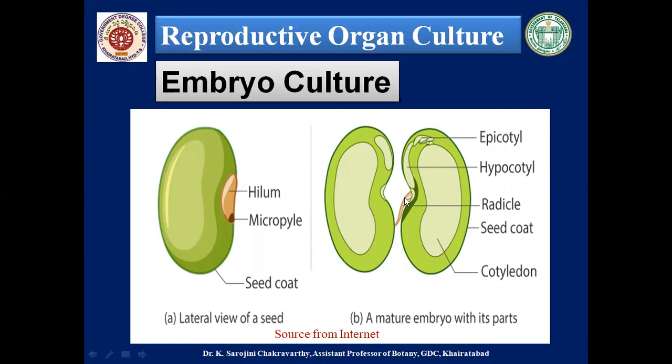The embryo consists of both plumule and radicle regions. The radicle region is nothing but the root primordia, and the plumule region is nothing but the shoot primordia, that is epicotyl. These are the mature embryo parts.